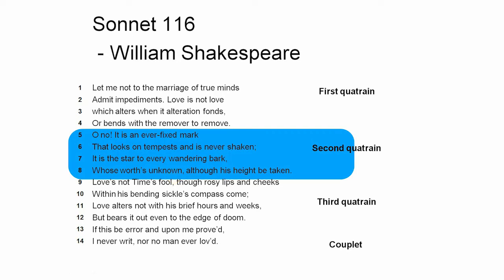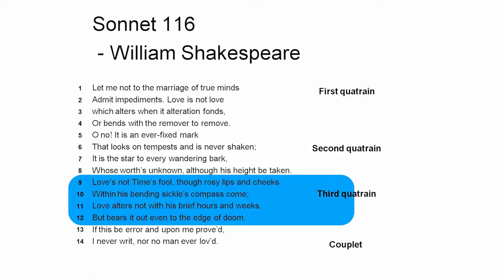When you go to the third quatrain, he further illustrates that love is not time's fool. It's not something that could be seen from the point of view of temporariness, like rosy lips and cheeks within the bending sickle's compass come, when love alters not with the brief hours and weeks. It is something which is going to live for a long time.